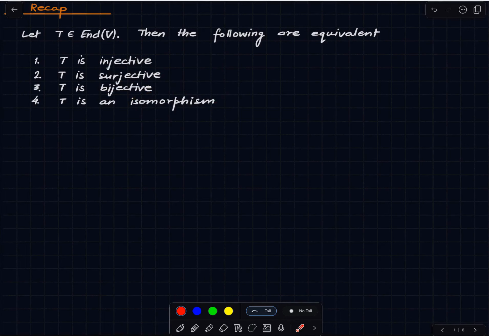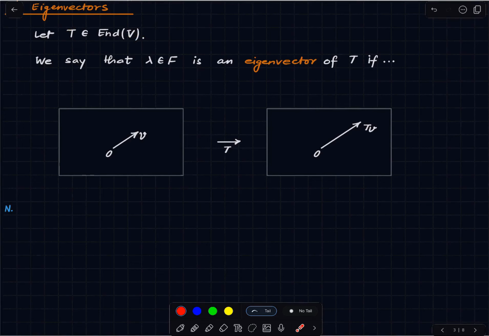So fix an endomorphism T on a vector space V, and again, every vector space that we consider will be finite dimensional unless otherwise mentioned. We say that a vector V is an eigenvector of T if the image of V under T is in the span of the vector V. Seems like a strange thing to define, but let us try to look at it geometrically.